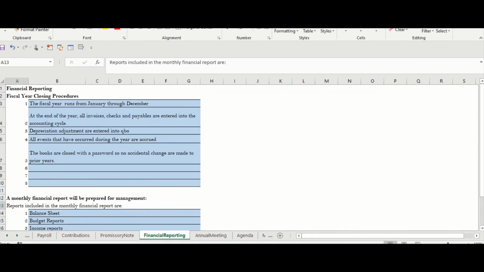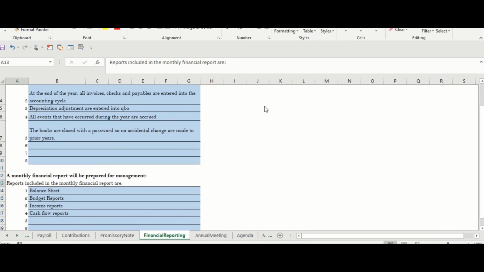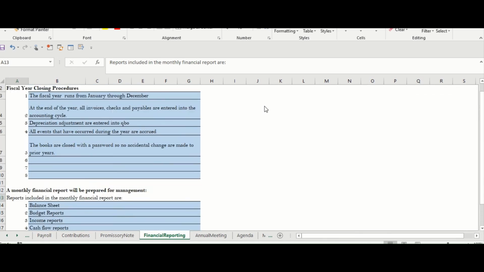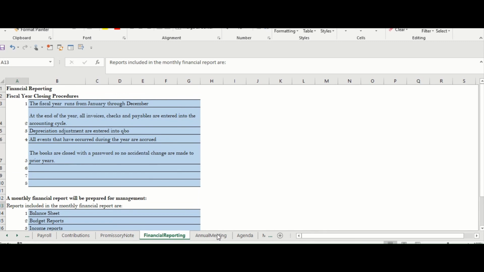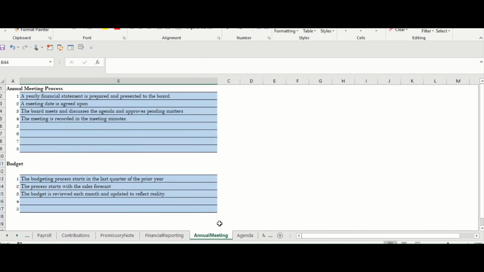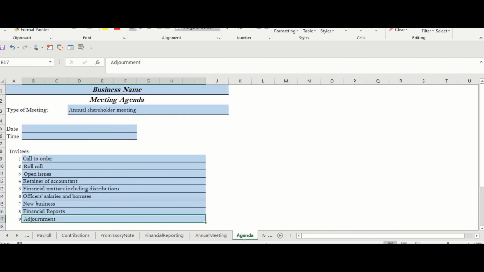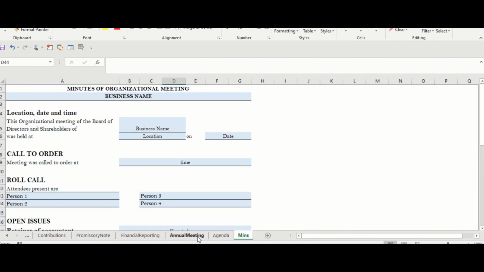So finally, the last policy you want to have in place is your financial reporting policy. What kind of statements are generated? How frequently are they generated? You want to make sure you have a policy in place for that. You also want to have a policy for when and how your annual meeting is run. I already talked about the annual meeting in another video, so make sure to look at that. And I also have here some templates for your agenda and minutes.